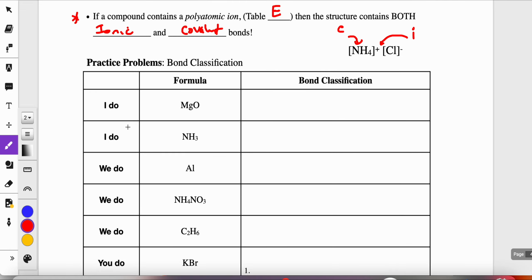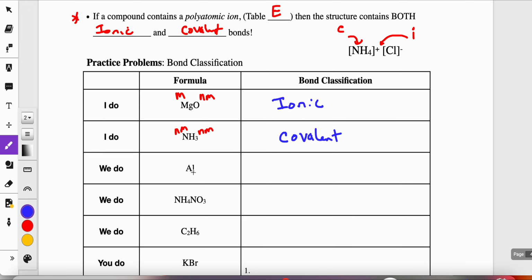So here we go. Take a look at some examples for bond classification. I take a look at MgO. Mg is in group 2, so it's a metal. O is way to the right of that stair step. It's a nonmetal. So if it's a metal bonded to a nonmetal, I would say the best fit for the bond classification would be an ionic bond. When I take a look at NH3, N is to the right of the stair step, so it's a nonmetal. H is in its own category, and we've noted since the beginning of the year it's a nonmetal. So we have a nonmetal bonded to another nonmetal. This would be an example of a covalent bonded structure.